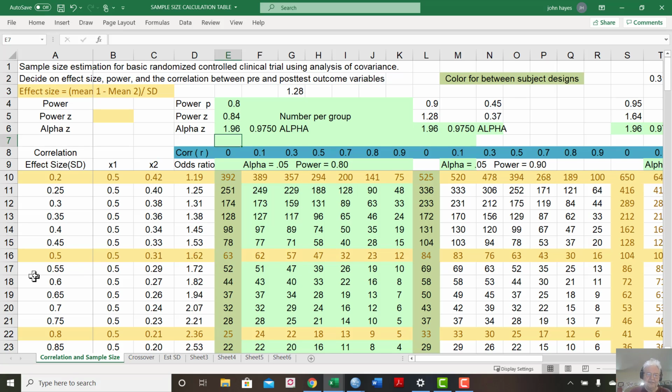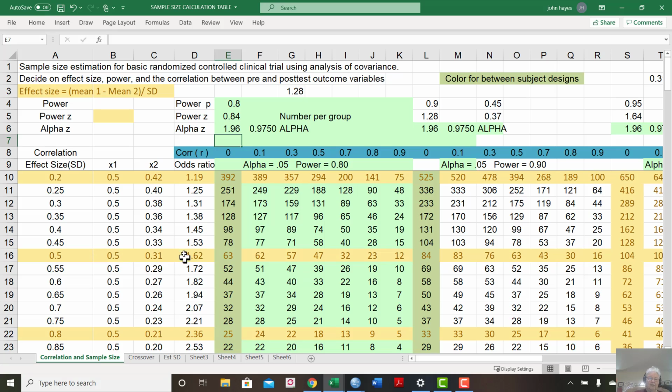Let's just do a half standard deviation. We'll just do a simple one. So this is an example of two proportions. If you had a proportion, the x1 is standardized at 0.5, and let's say the number of people that score positive on your test, or the number of people that were successfully treated. Let's go that way. Half the group were successfully treated, 31% were successfully treated in the other group, an odds ratio of 1.62.